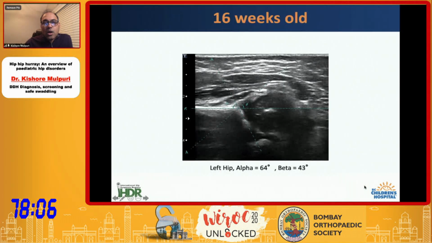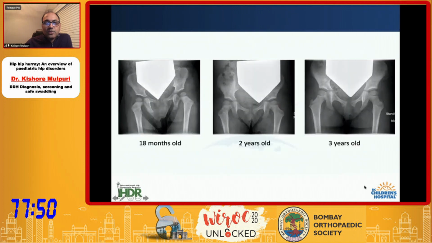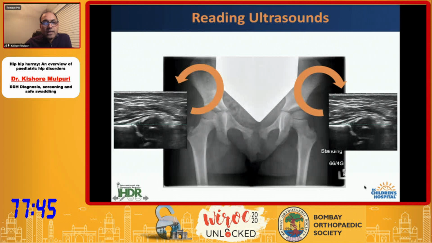I will not read too much into that. Going back to looking at ultrasound versus X-rays, here you have an ultrasound showing an almost normal-looking hip. But if you look at the X-ray, that left hip is dysplastic. So it's really something to keep in mind as to when you do and how you look at these X-rays.